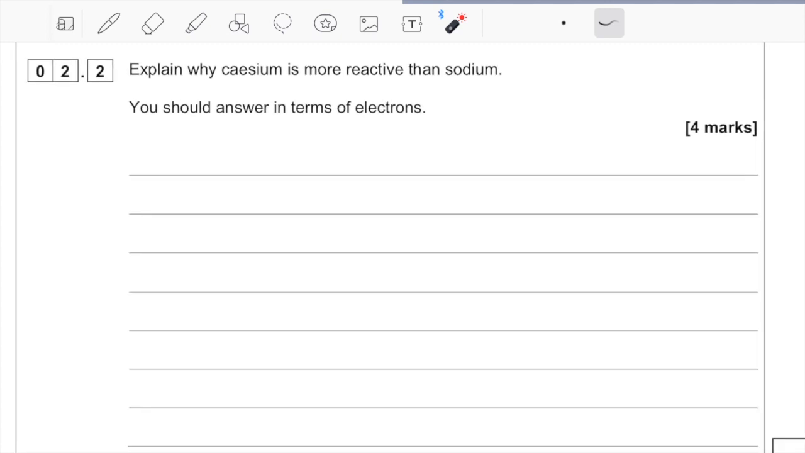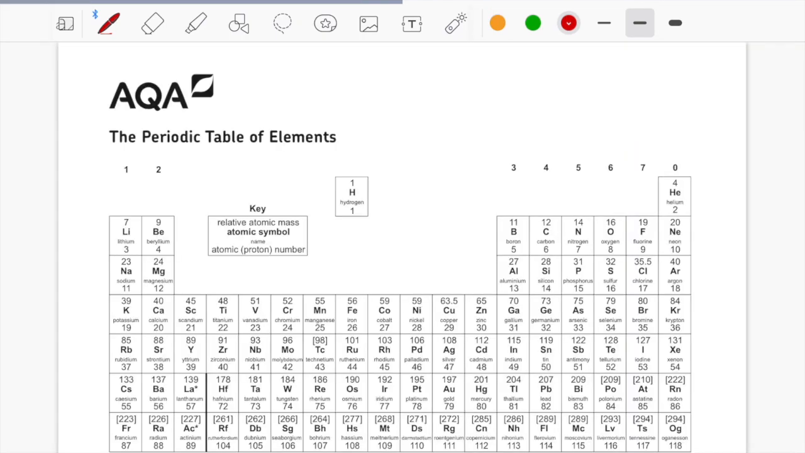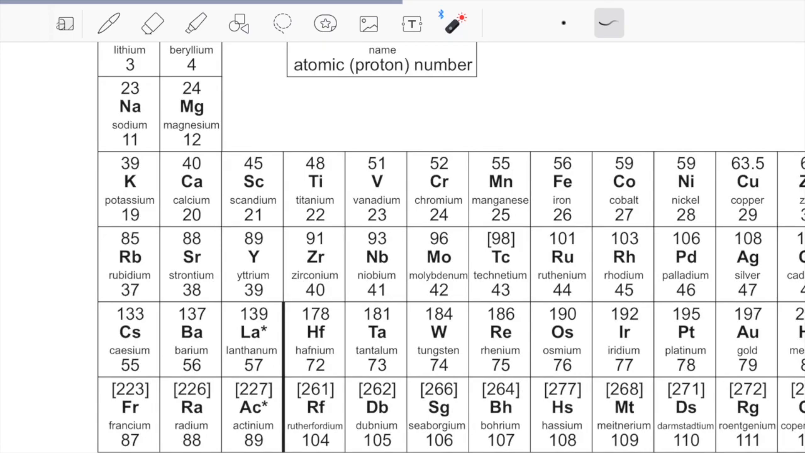This also takes us back to, in fact, this possibly even takes us back to year 9, although we would have touched on it again, or we did talk about it again in year 10, start of year 10. We've got to explain why cesium is more reactive than sodium. So let's just see where they are on the periodic table, because we're making a comparison between 2 elements. So there's cesium and there's sodium.